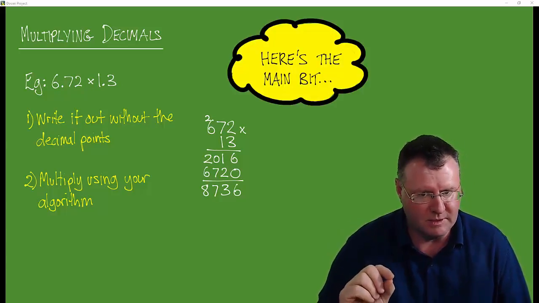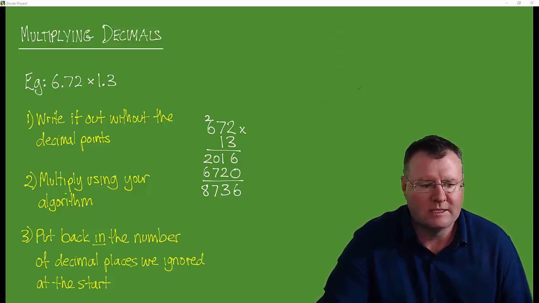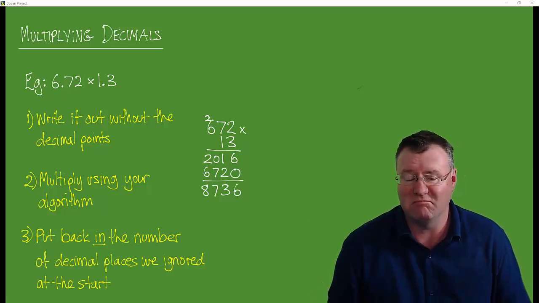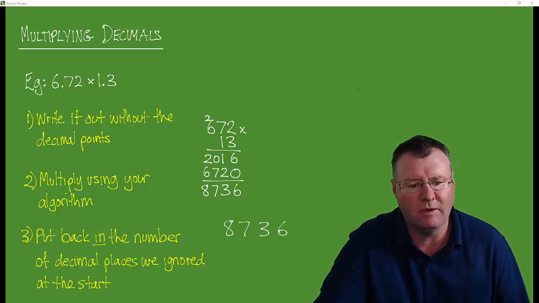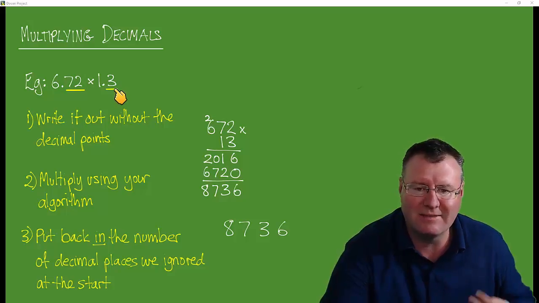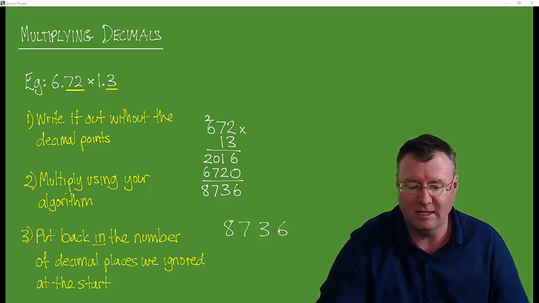This is the bit that is critical and makes this all work. Step 3, put back in the number of decimals that we took out at the start. That's all. How many did we take out? Well, if I go back and have a look, there were 2 decimal places here and 1 decimal place here. I've taken out 3 decimal places. I just put them back in at the end.